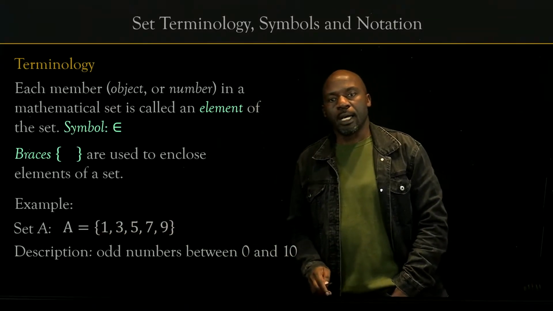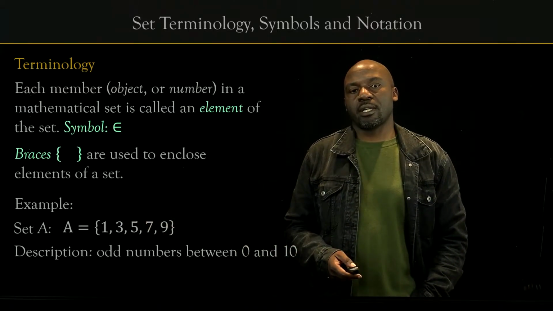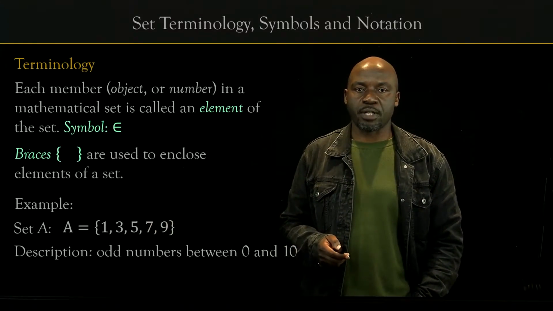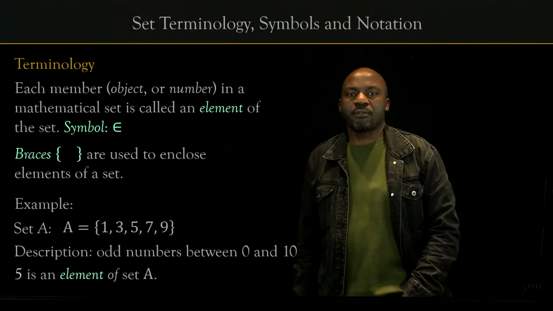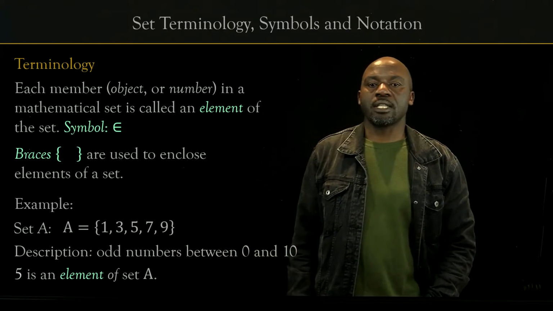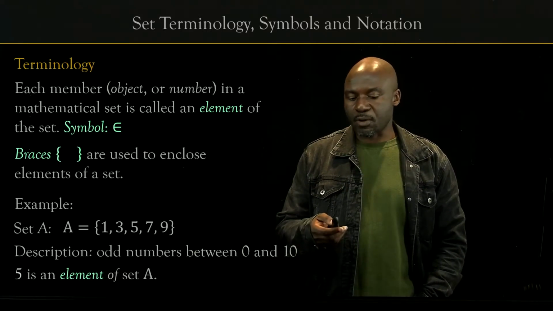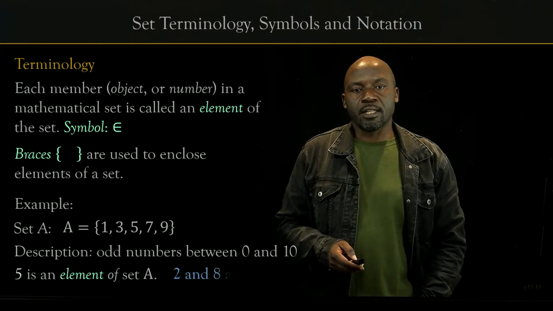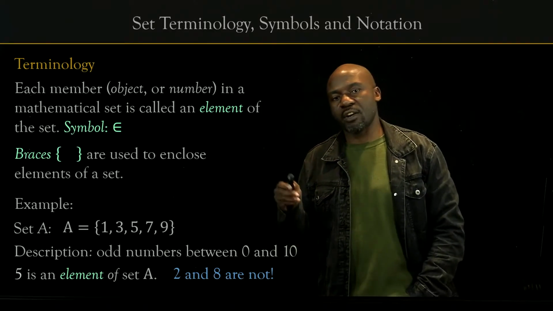All right. The squiggly brackets, as you can see, help us identify this as a set, as opposed to being the coordinates of a point, for example. So in this case, we can say that 5 is an element because it's an object in the set A. We can say that 5 is an element of set A. Okay. 3 is also an element of set A. 9 is an element of set A. On the other hand, 2 and 8 are not inside this set, so 2 and 8 are not elements of the set.